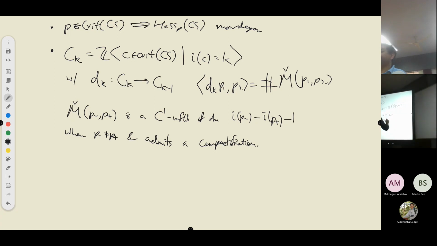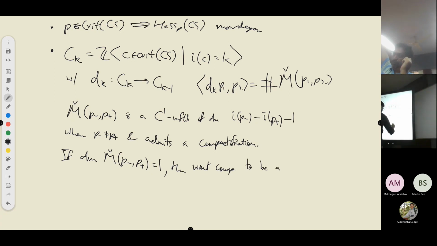But we just ask that if the dimension of this moduli space is 1, then we want the compactification to be a manifold. But even a topological manifold is good enough for us, right?